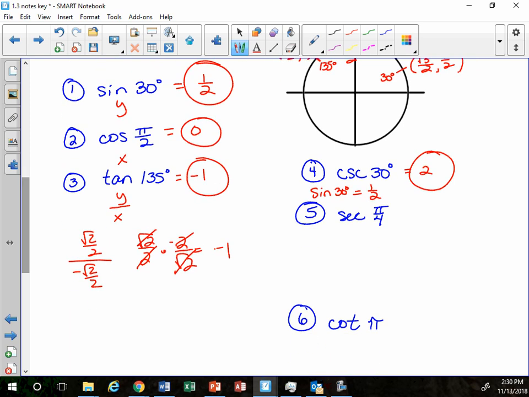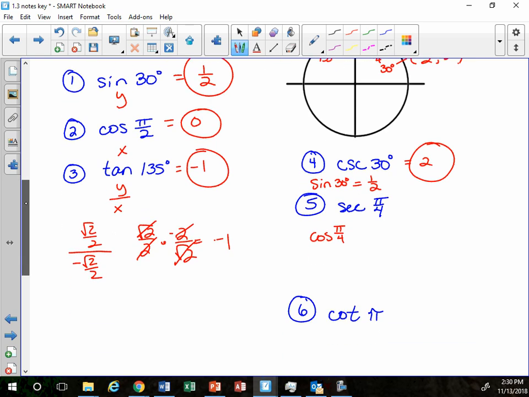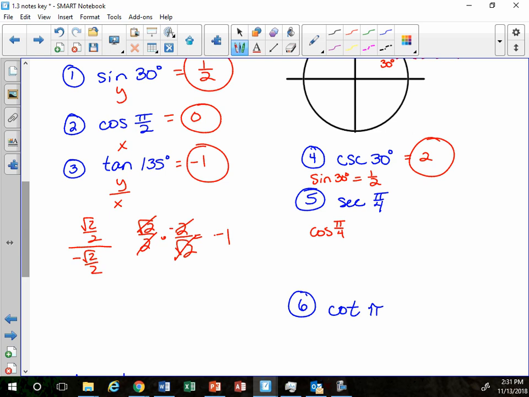All right. Secant of pi over 4. So secant is related to cosine. What is the cosine of pi over 4? Well, first, pi over 4 is right there. That's the root 2 over 2, root 2 over 2, right? So it really doesn't matter there, but is cosine x or y? X. So root 2 over 2. And then you flip it. So it's 1 over root 2 over 2.